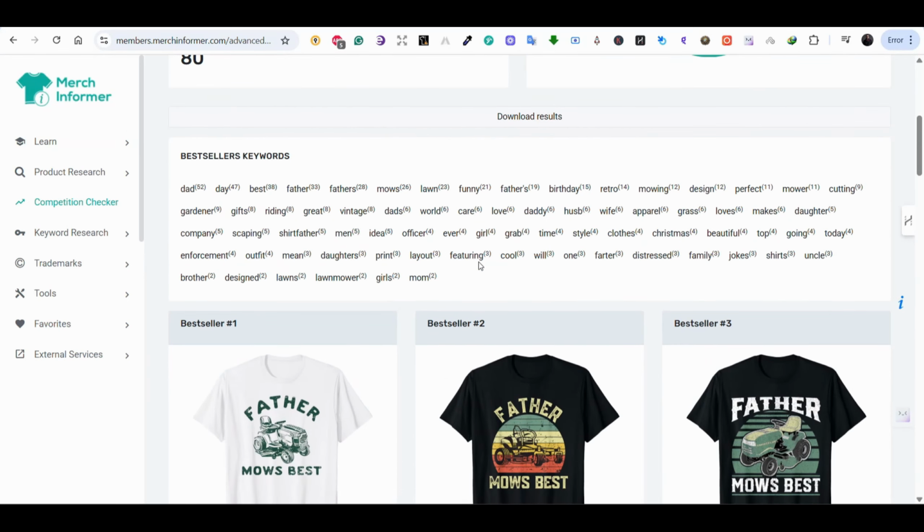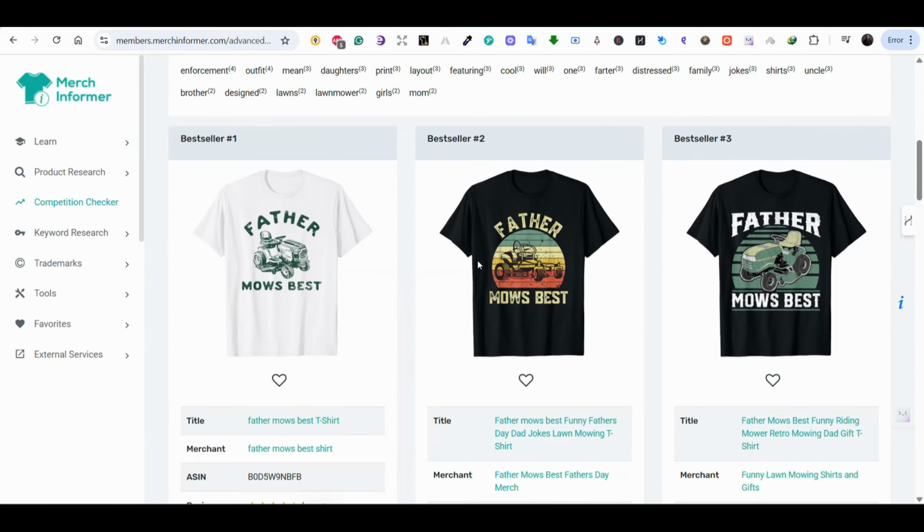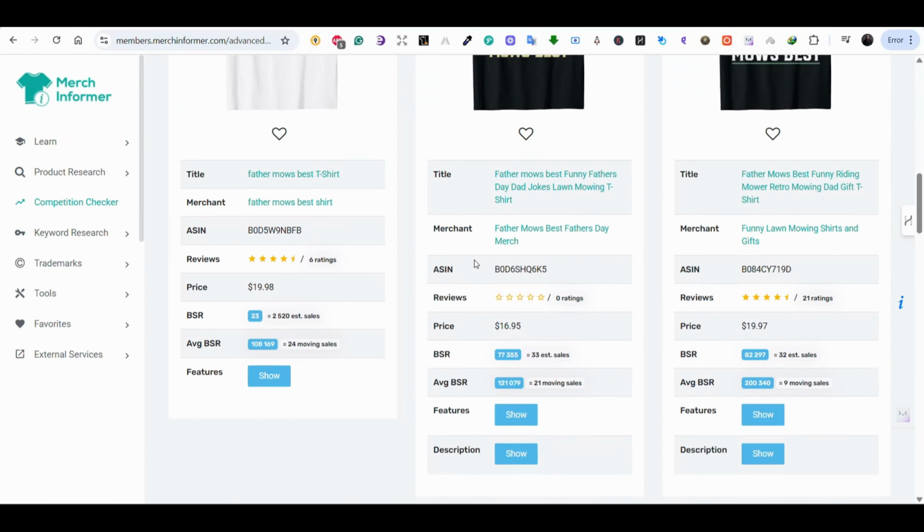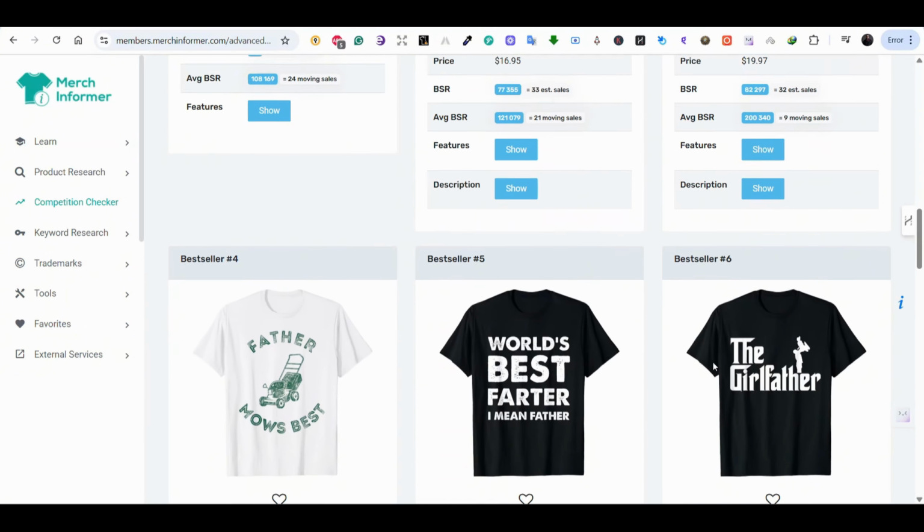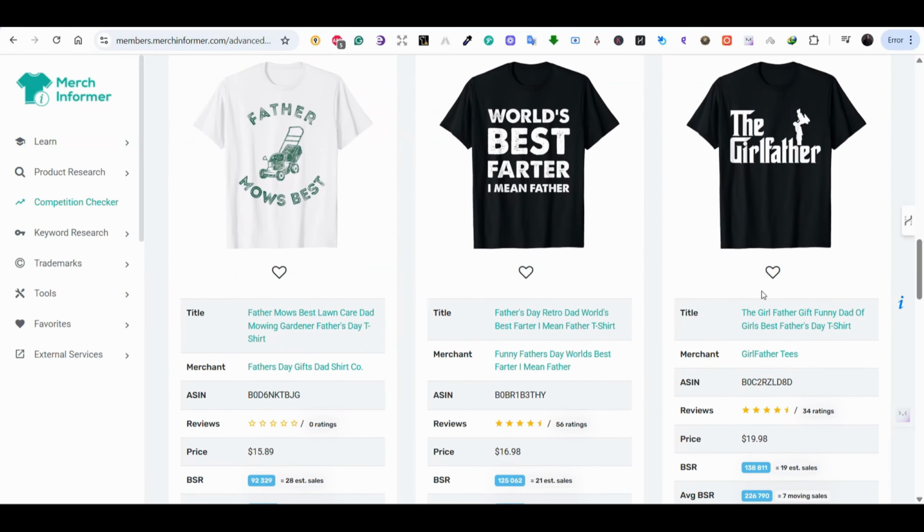The bestsellers keywords say father and dad and mouse, and all the designs have the same keyword, and this one has a very low BSR rate. For example, it has a BSR rate of 23, which is perfect, incredible. You get lots and lots of sales. So this is a perfect design that you can work on.